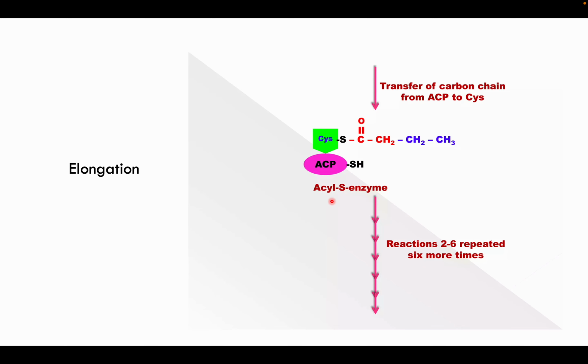And when this ACP will be free, we can add more carbon groups like the malonyl again and again to this reaction, and the same way we can form butyryl again and again. Repeat this reaction more times to whatever number of carbons you need. So this step is called the elongation step.